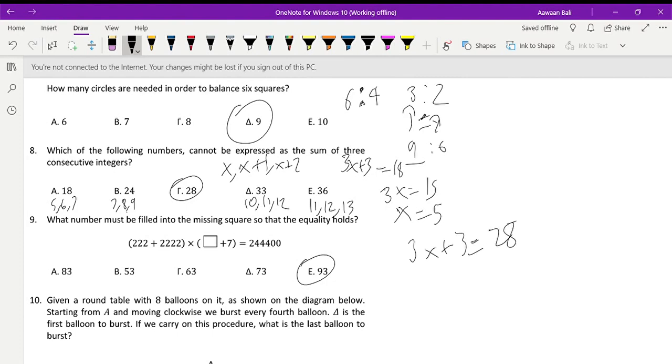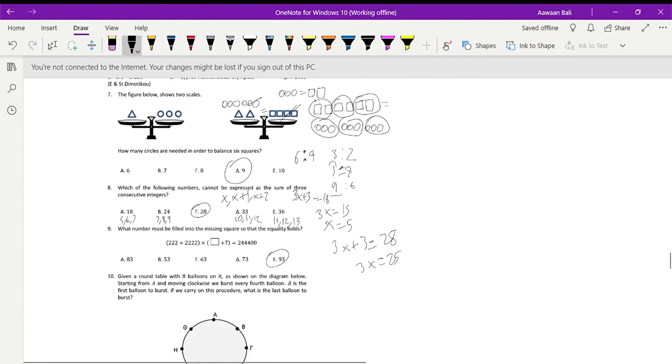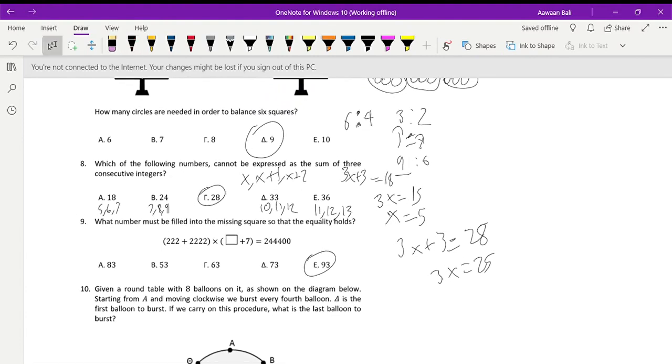Let's say that 3x is equal to 25. That's impossible. 25 is not divisible by 3, and they share no common divisor, which means that the answer is gamma again.